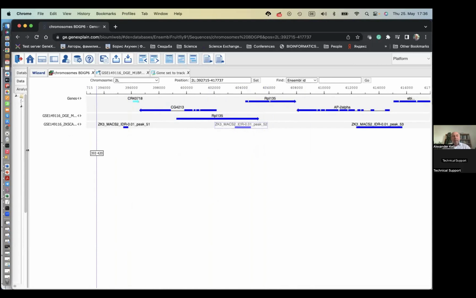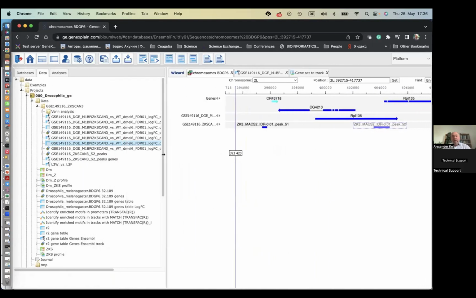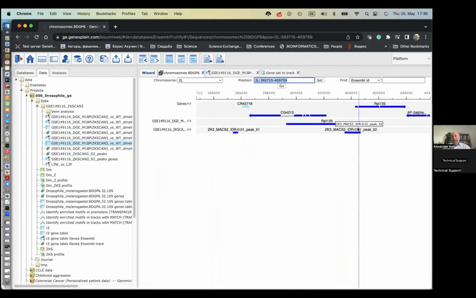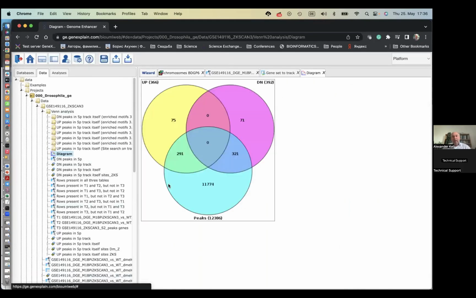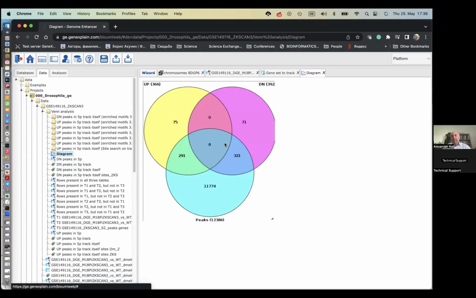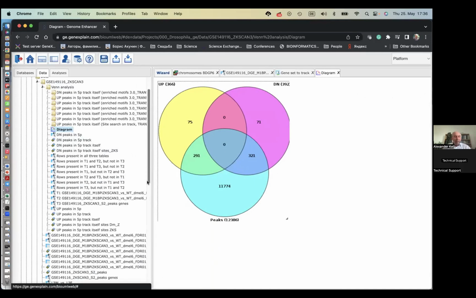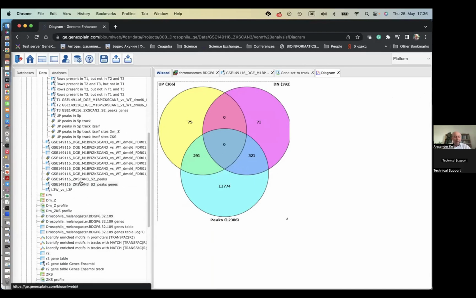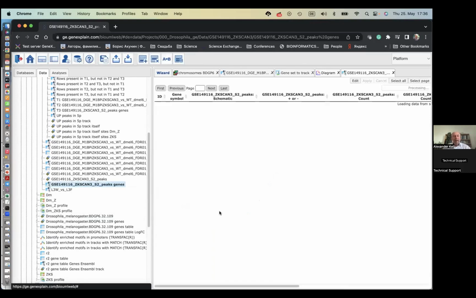Good. So now what I want to do is see all the cases where my peaks are intersecting with my genes. And I did that with a Venn diagram. Here you see the result of that Venn diagram. You see the upregulated genes, 366, and here the downregulated genes, 392. And we have here all the genes which have at least one peak. Actually, I can show you how they look.